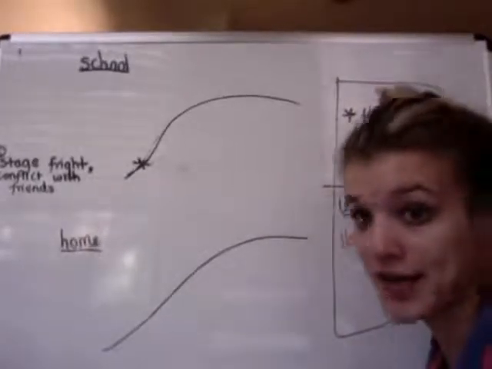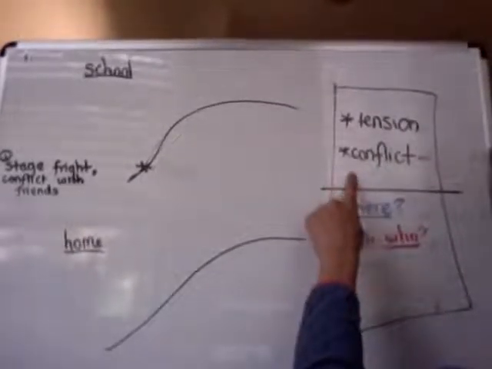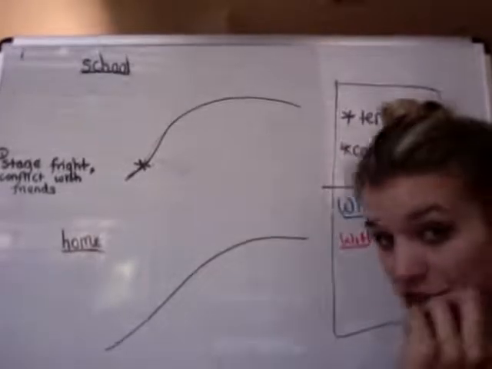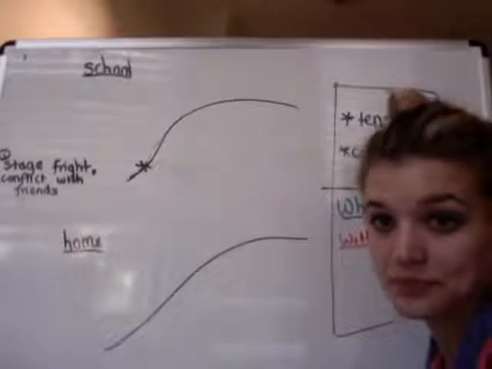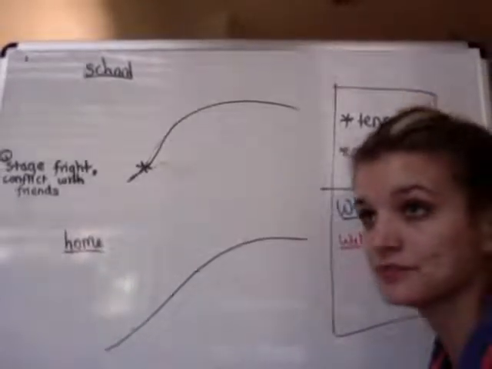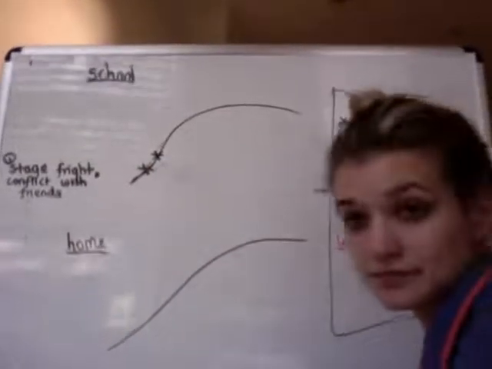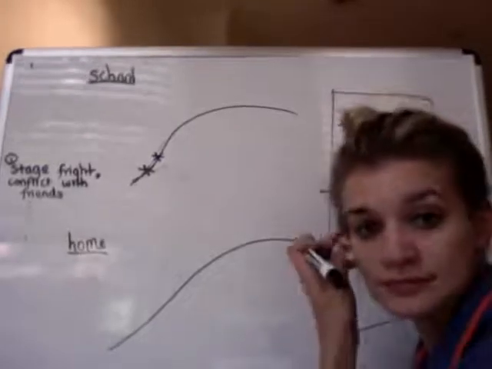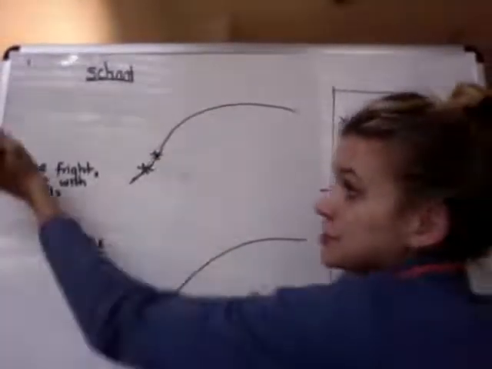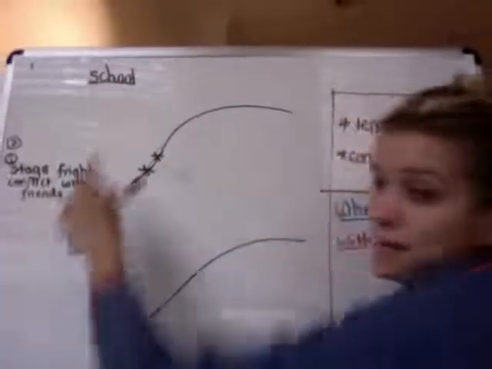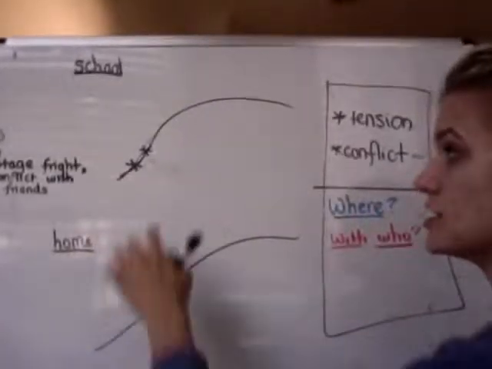So again, you can start working ahead of me in the comments if you want. Chapter 2. What's the conflict? What's the problem in chapter 2? There might be more than one. In chapter 2, it started at school. There was a really big conflict or tension in chapter 2 that happened at school. Who was the tension with when chapter 2 started?